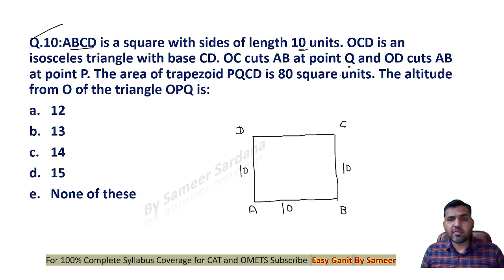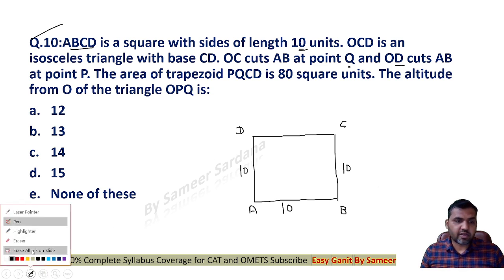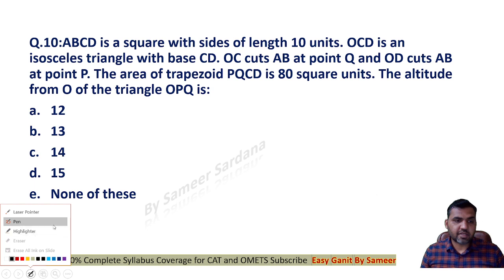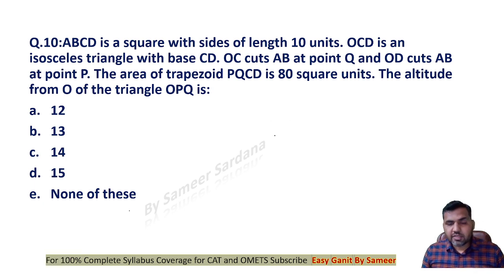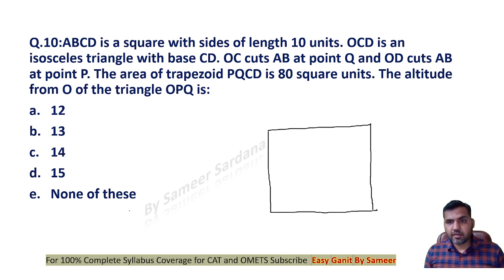OC cuts AB at point Q and OD cuts AB at point P. Okay, so we need to make a different kind of figure here in this question, guys. So let's make this square, right? A, B, C, D.